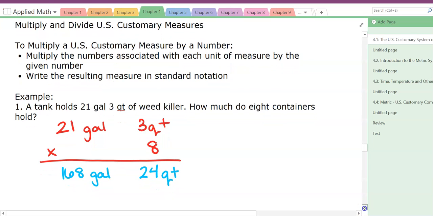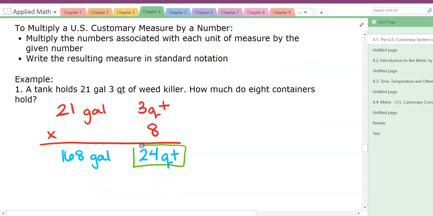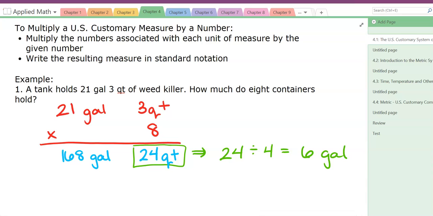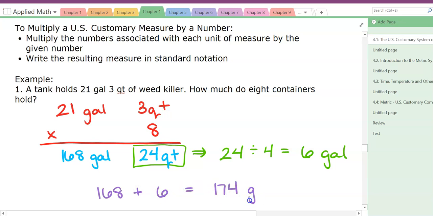So let's think about the 24 quarts for a second. How many quarts are in 1 gallon? 4. So if I took 24 and divided that by 4, that would give me the number of gallons that I have. And since 4 goes into that nicely, this becomes 6 gallons. So I actually have 168 gallons plus the 6 gallons. So I have a total of 174 gallons.